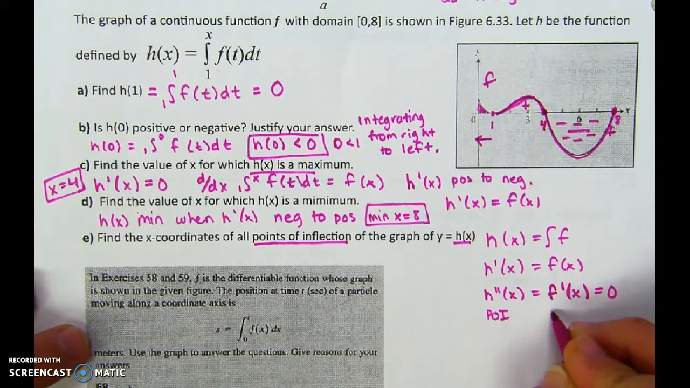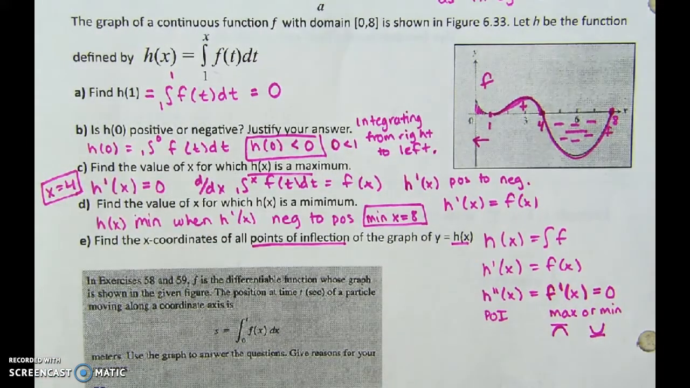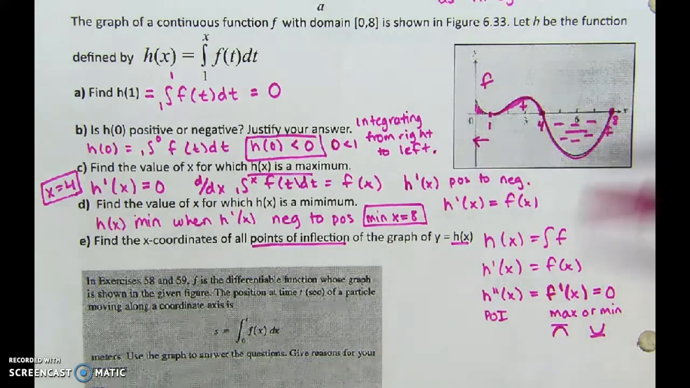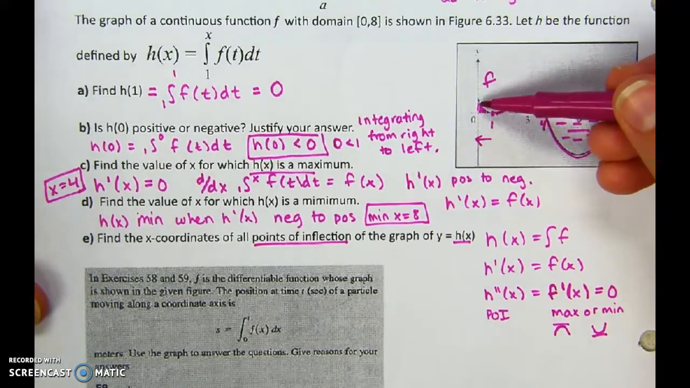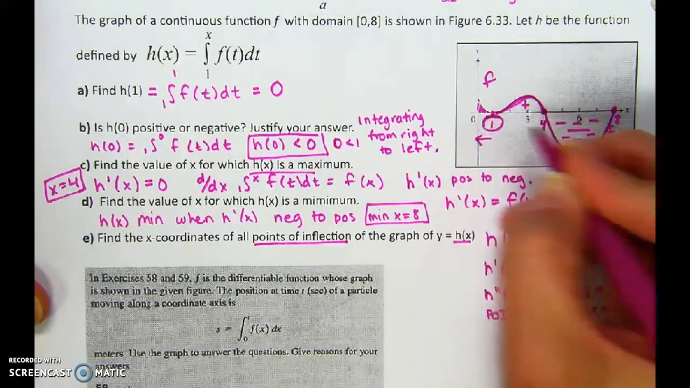f prime equals 0 at the max or mins, when you change from increasing to decreasing or decreasing to increasing on this graph. So where does the slope equal 0? Negative, negative, negative. So it equals 0 here at 1.